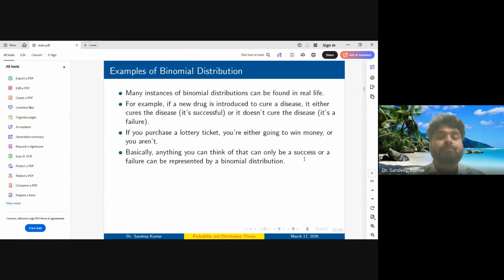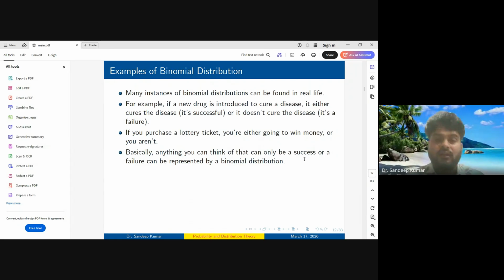Okay. And examples of the binomial distribution: many types of examples can be found in your daily life. For example, if a new drug is introduced to cure a disease, it either cures the disease or not. If your disease is cured, your experiment is successful.